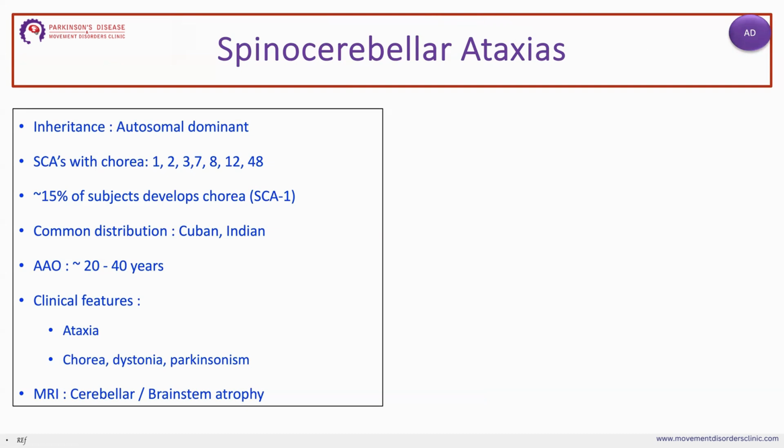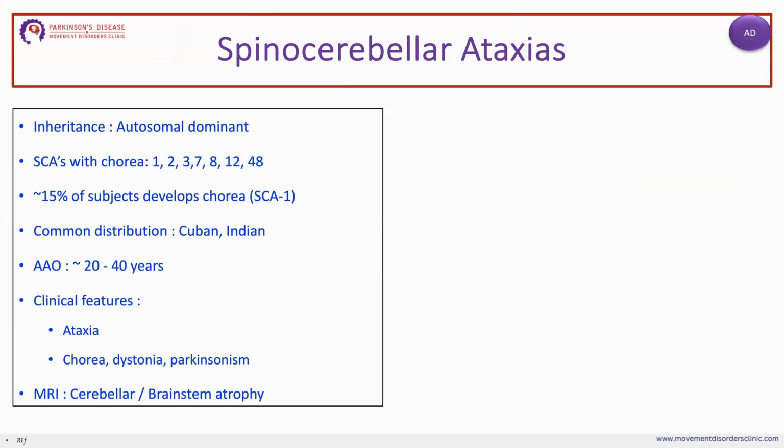Spinocerebellar ataxias. Spinocerebellar ataxias can have presentations with chorea. The ataxia SCAs with chorea include SCA1, SCA2, SCA3, SCA7, SCA8, SCA12, and SCA48. Approximately 15% of subjects develop chorea in SCA1, and it's commonly seen in Cuban and Indian populations. Age of onset is around 20 to 40 years.